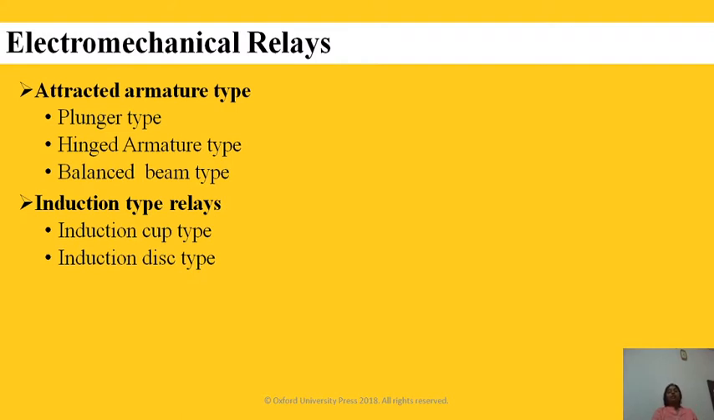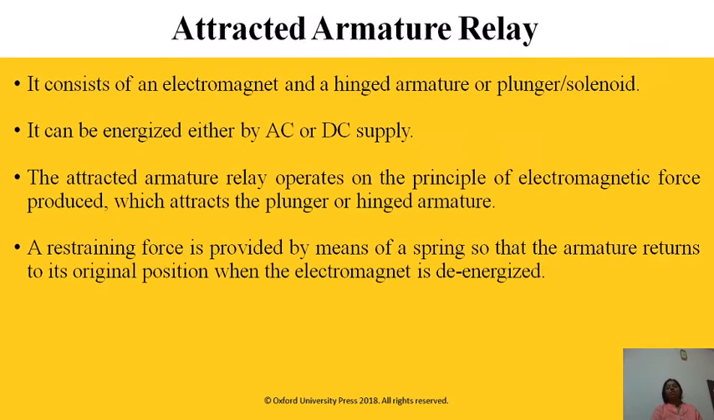Electromechanical relays we still need to study, because the principle remains the same. There are two types of electromechanical relay. The first is the attracted armature type, which includes plunger type, hinge armature type and balance beam type. The second is the induction type, which is the induction cup type and induction disc type. Coming to the next slide, next point, that is attracted armature type.